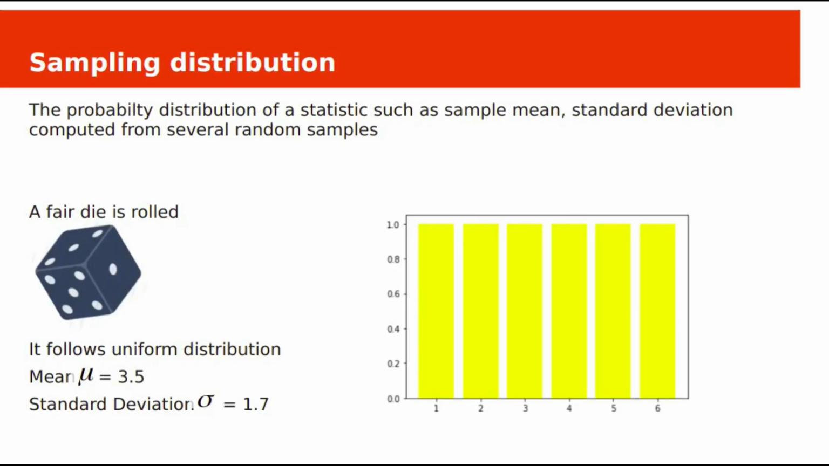In last class we have seen the sampling process and different types of samples. Today we will see the central limit theorem. First, let's see the sampling distribution.